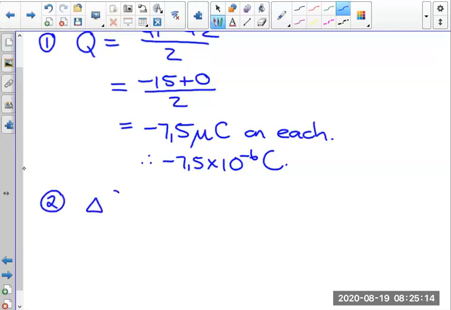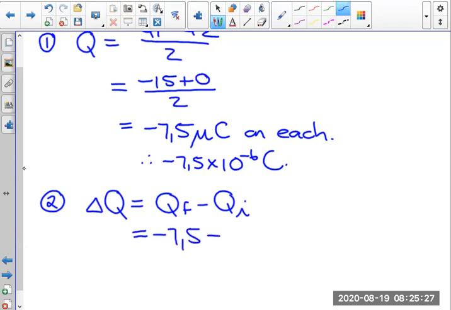We're going to work out the change in charge. The change in charge means Q final minus Q initial. So the final charge that we're going to use is the minus 7.5 minus, and then I'm going to use the minus 15, which is minus 7.5 plus the 15, which is going to give us a total of 7.5 microcoulomb, which is going to be positive. So it's 7.5 times 10 to the power of minus 6 coulomb at the end.